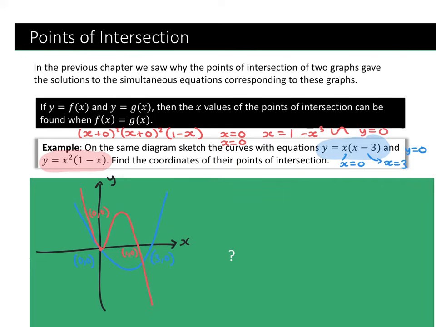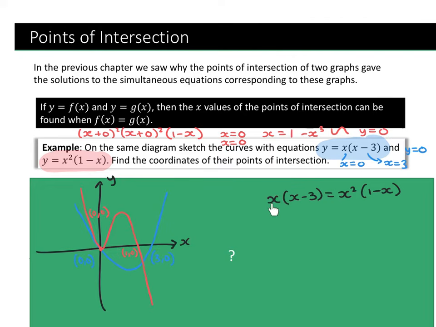Then it says, find the coordinates of their points of intersection. So I know, by looking at the sketch, that it at least intersects twice, roughly. Okay, from my sketch, I have no idea what the coordinates are because it's a sketch. We're not actually sketching it on graph paper. So what I am going to do is put the two equations equal to each other. So I've got x(x minus 3) equals x squared (1 minus x).